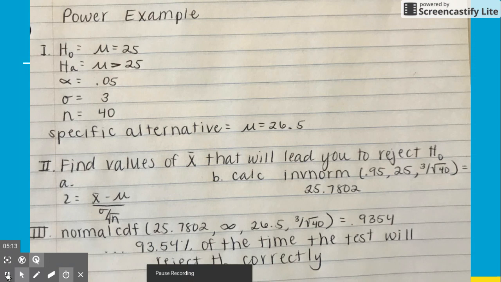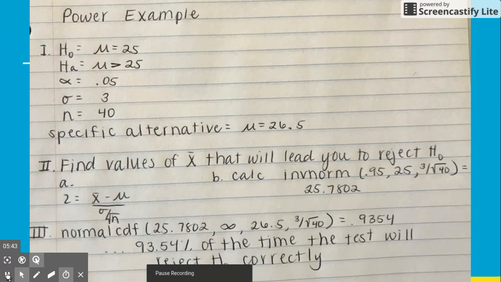This is an example of how to find the power. The values are from another problem, but you can still see how it's done. So in step 1, you state both hypotheses, alpha, standard deviation, n, and the specific alternative, which would be given to you in the problem.